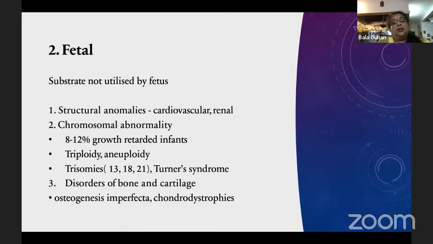Fetal factors, in which the substrate or the nutrients are not properly utilized by the fetus, maybe due to structural anomalies, cardiovascular, renal, etc. Chromosomal anomalies occur in about 8 to 12% of growth retarded fetuses: triploidy, aneuploidy, trisomies 13, 18, 21, Turner syndrome, disorders of bone and cartilage, osteogenesis imperfecta, chondrodystrophies, etc.